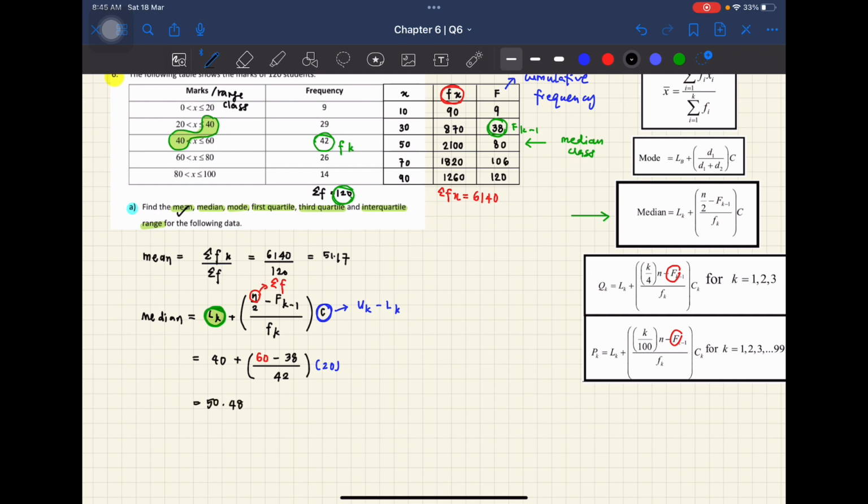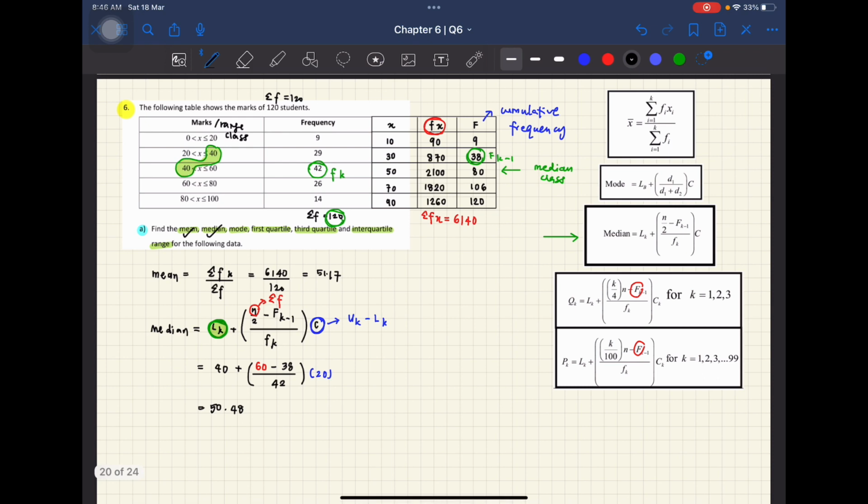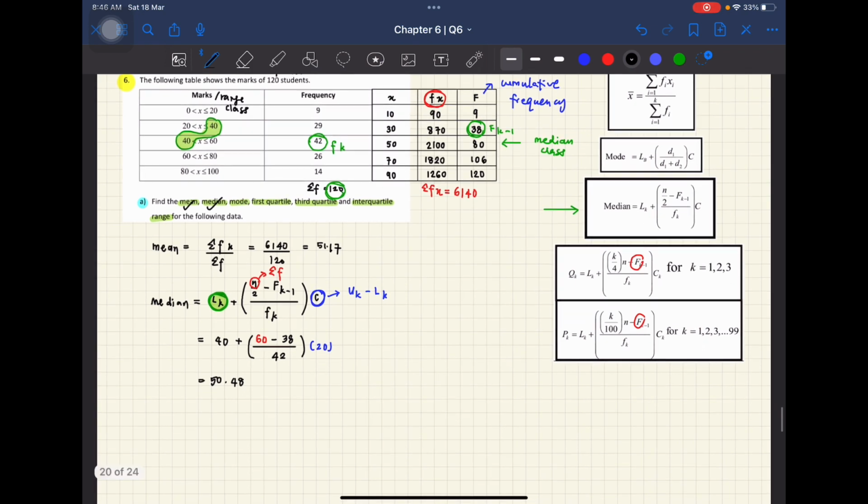Okay, settle. Right, so ini adalah jawapan untuk median kita. Settle bahagian median. Okay, so next one kita nak settlekan mode pula, sorry. Alright, so mode. Okay, so let me just write the formula that you need to use for mode.